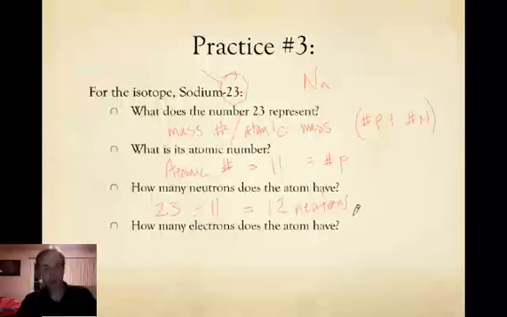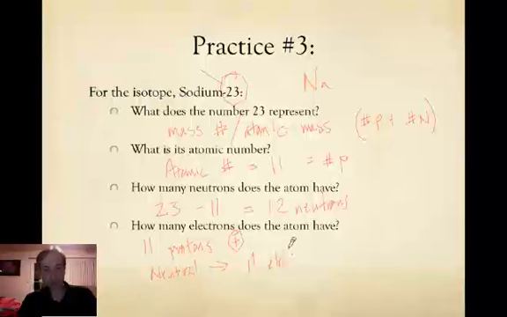And last but not least, how many electrons does the atom have? Well, we said that there are 11 protons, right? And we know that protons are positive. If we assume that it's neutral, then we need 11 electrons to balance out those 11 positives found in the protons, because electrons are negative.